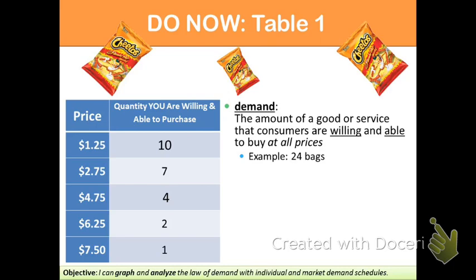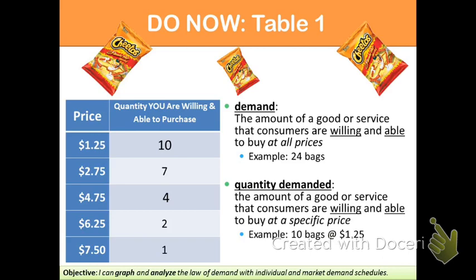Demand is going to be the amount of a good or service that consumers are willing and able to buy at all prices. So you must want it, be willing, and also be able to. You have to have the money. If either of those is missing, demand does not exist. And demand in this case is going to refer to the entire demand, so all 24 bags of chips that are desired.